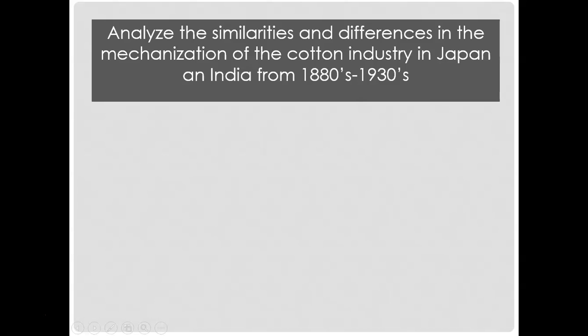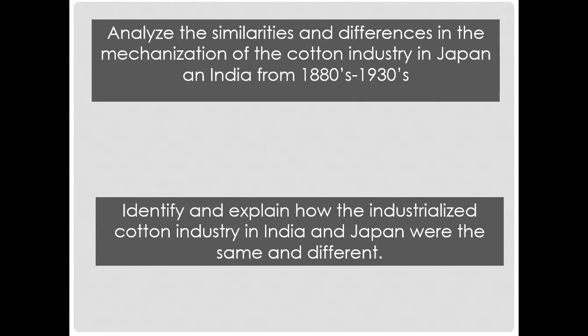Well, analyze, that's always a keyword because that's what the essay wants you to do. So analyze basically means identify and explain. And then similarities and differences. So we know we're going to look for at least one thing that is similar and one thing that is different. And that has to result or revolve around the mechanization of cotton industry. So that just means industrial cotton production in Japan and India from 1880 to 1930. So once we've looked at the keywords and broken it down, we put it into this language. Identify and explain how the industrialized cotton industry in Japan and India were the same and different, or similar and different.